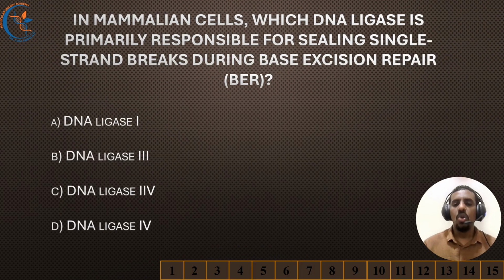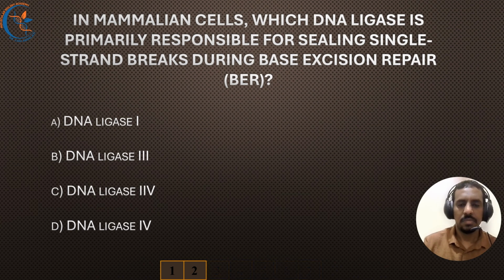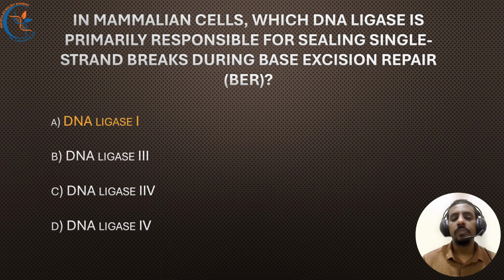The next question: in mammalian cells, which DNA ligase is primarily responsible for sealing single-strand breaks during base excision repair? The correct answer is DNA ligase 1. DNA ligase 1 seals nicks after DNA polymerase fills gaps during base excision repair, whereas ligase 4 is involved in double-strand break repair. So the correct answer here is DNA ligase 1.